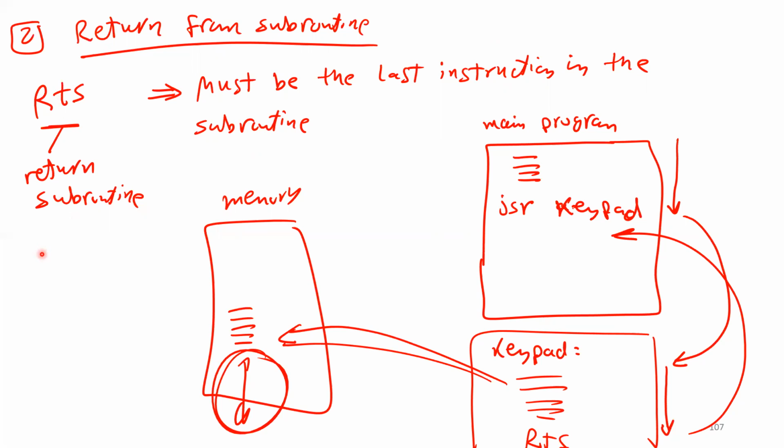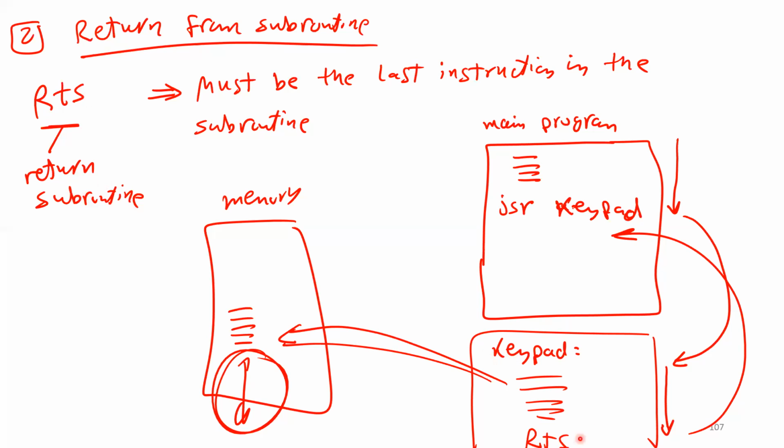Yeah, you need to return, I guess. So it's the same thing here. To return from the subroutine, we have an instruction. This instruction is called RTS, return from subroutine, right?